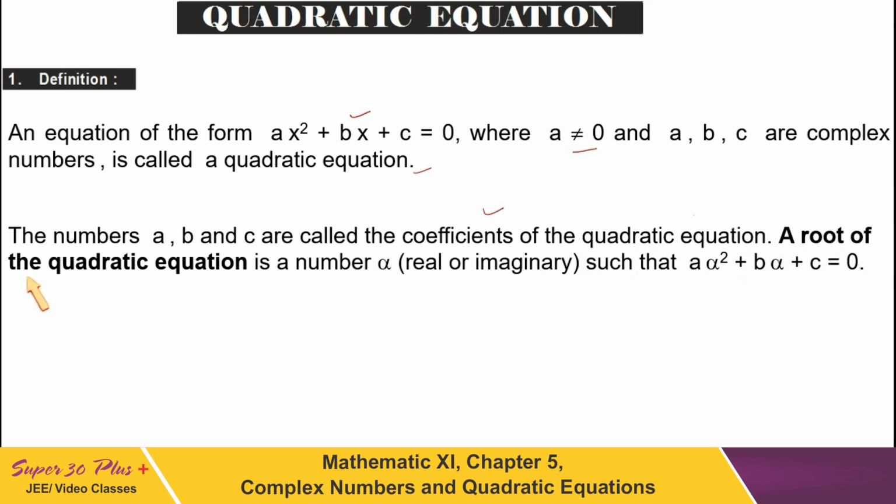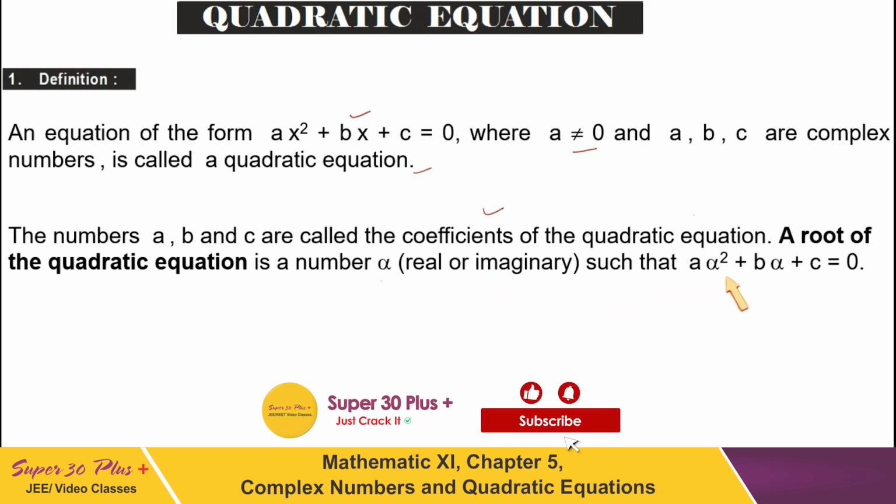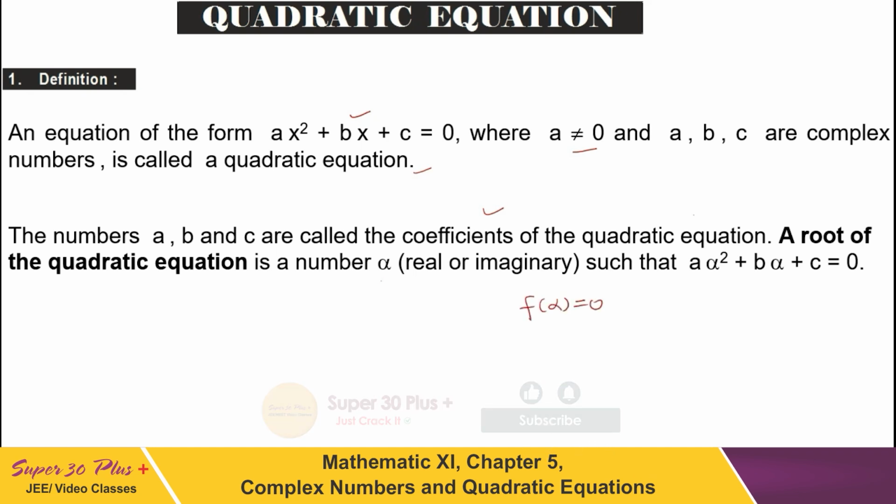A root of the quadratic equation is a number alpha, such that a alpha square plus b alpha plus c is equal to 0. You can write it as f(alpha) is equal to 0 if the equation is represented as f(x) is equal to 0. The equation f(x) is equal to 0 means it is ax square plus bx plus c is equal to 0. Let's see some examples of a quadratic equation here.